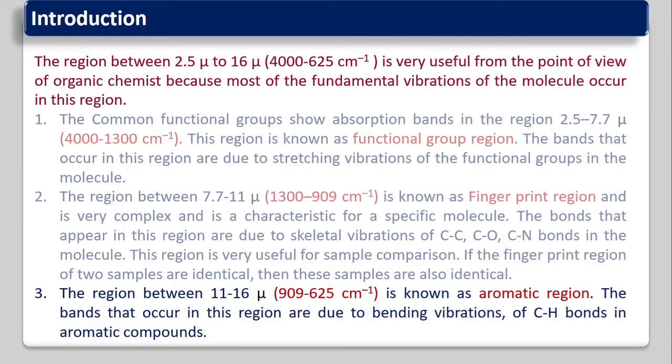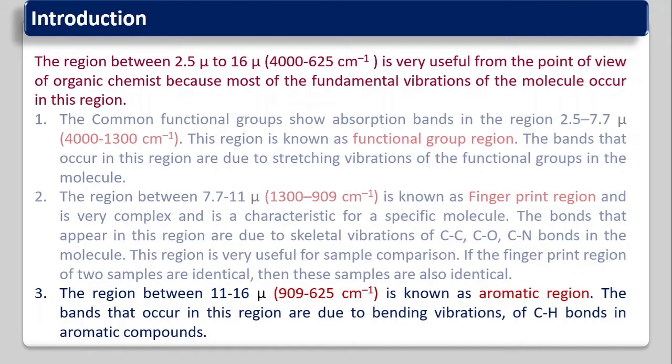The third region is the region between 11 to 16 micrometer, that is 909 to 625 centimeter inverse, and this is known as the aromatic region. The bands that occur in this region are due to the bending vibrations of the CH bonds in the aromatic ring. So that's why this region is called the aromatic region. So almost all the aromatic hydrogens undergo bending vibrations, and absorb IR radiation in this region, that is 909 to 625 centimeter inverse.